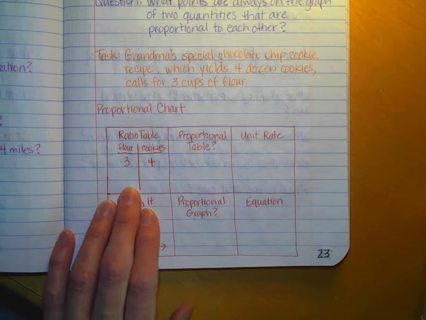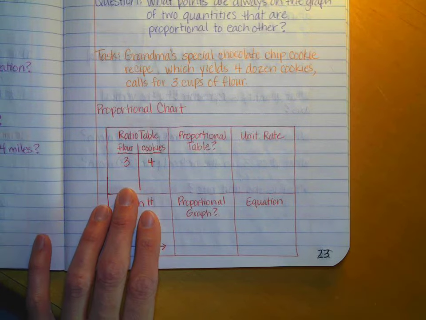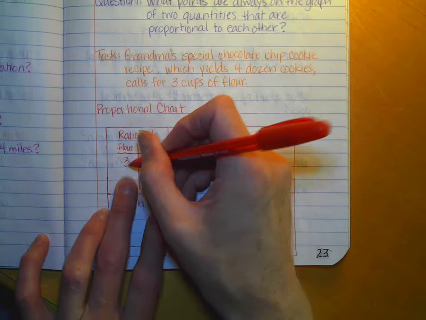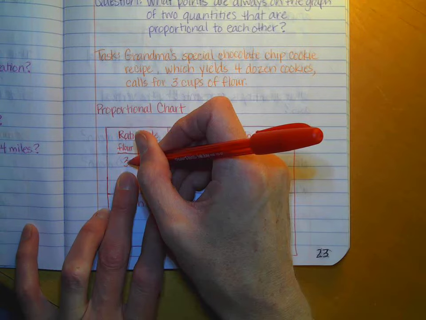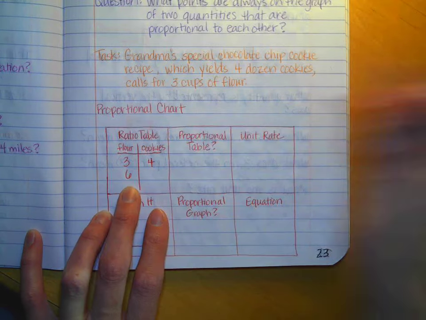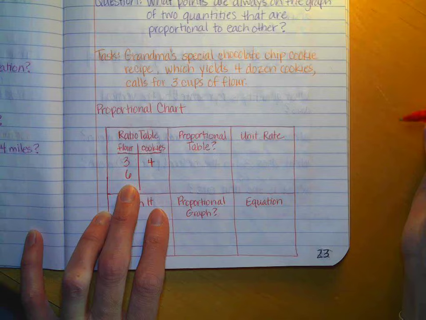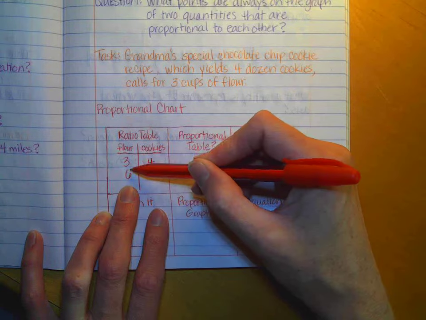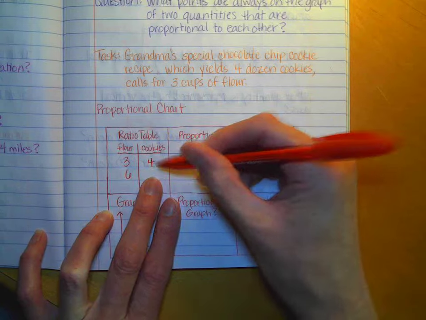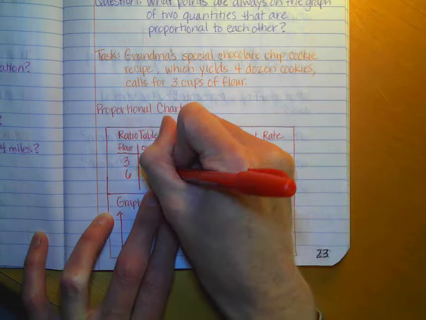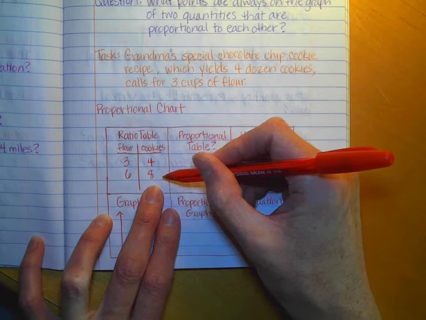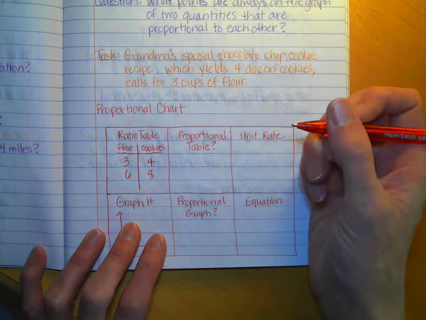Okay? What happens if we double it? Double it means that you are going to do it 2 times. So how many cups of flour are you going to measure out if you're doing it 2 times? The answer is 6. So we have 6 cups of flour. How did we do that? We went 3 times 2 and we got 6. So what you do to one side, you have to do to the other. 4 times 2 equals 8. So that means that for 6 cups of flour, we can make 8 dozen cookies.